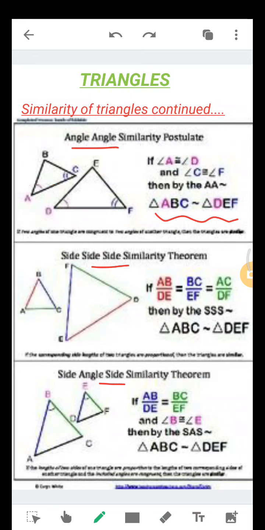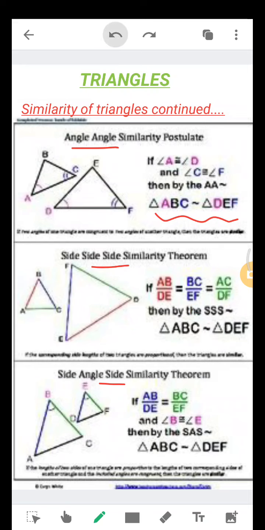Then I also discussed SSS similarity. That is, three sides of one triangle are in proportion with three sides of another triangle. We'll see the ratio here. So if three sides of one triangle are in proportion with three sides of another triangle, then those two triangles will be similar by another rule, that is the SSS rule.